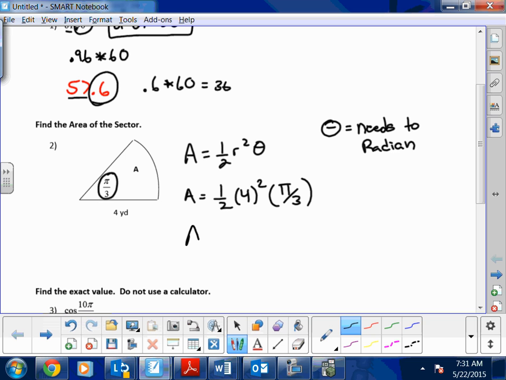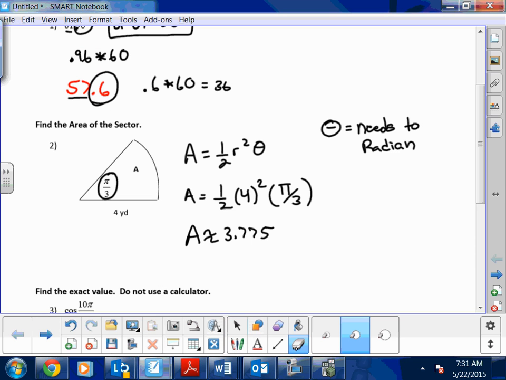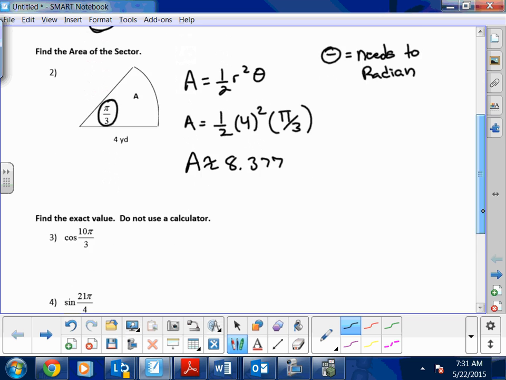Approximate value, A, 3.77, I believe it was 5. Let's double check on that. No, 0.377, actually 8.377, so let's fix that. 8.377. All right, lovely. So there is our approximate value of the area for this. So let's go ahead and move on now.